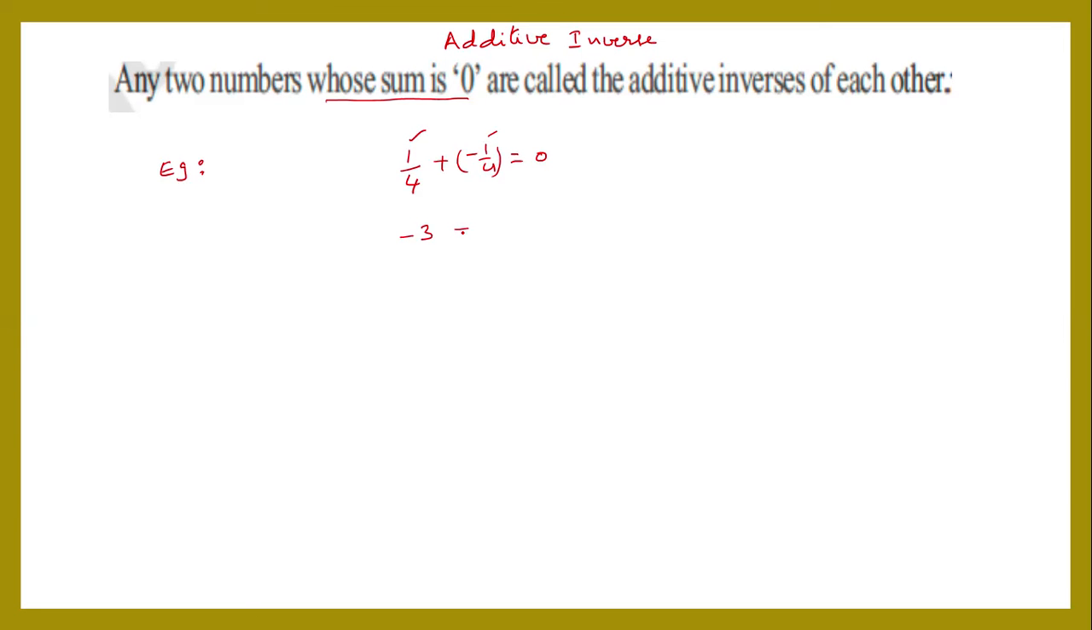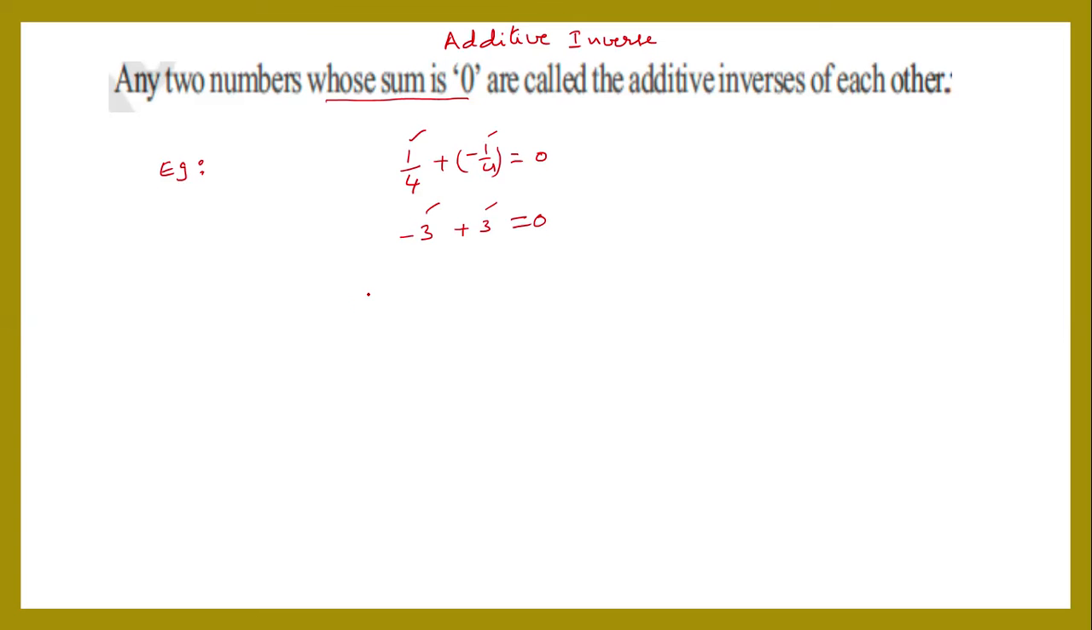Minus 3, if you add plus 3, then what do you get? 0. That means you observe here, the sum of two numbers is 0, then those two numbers are taken as additive inverses of each other. Here minus 3 and plus 3 are both additive inverses of each other. Here minus 3 is the additive inverse of 3 and 3 is the additive inverse of minus 3.